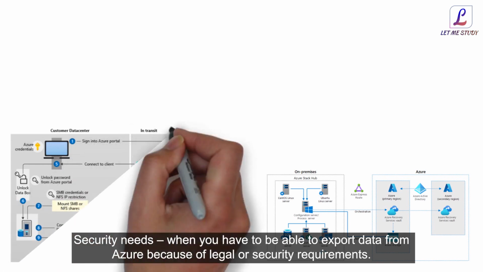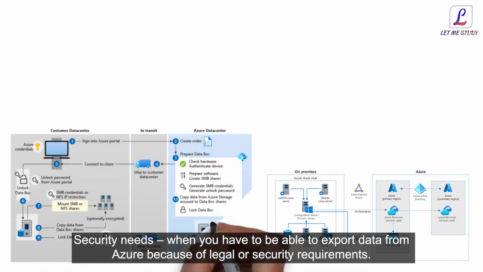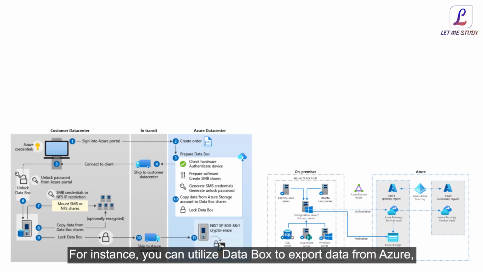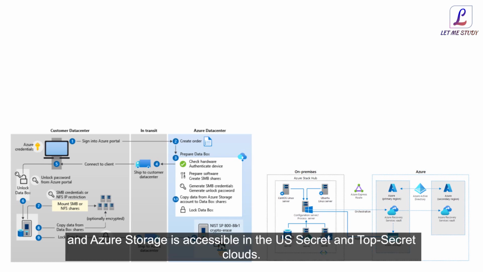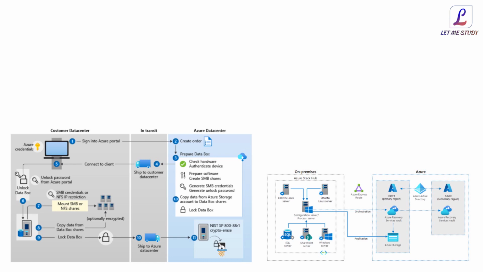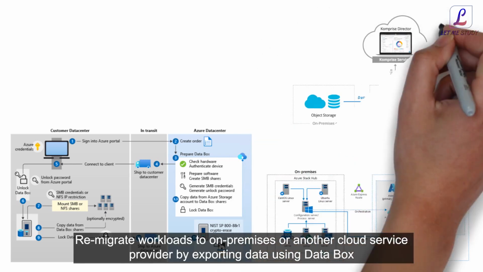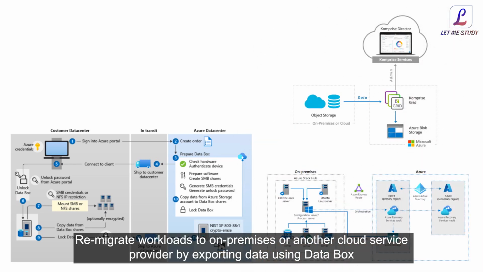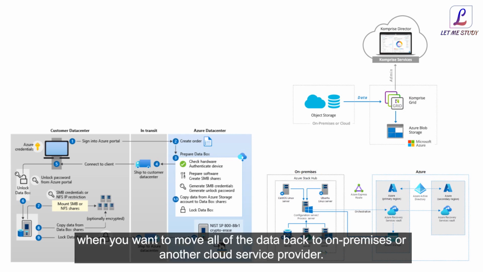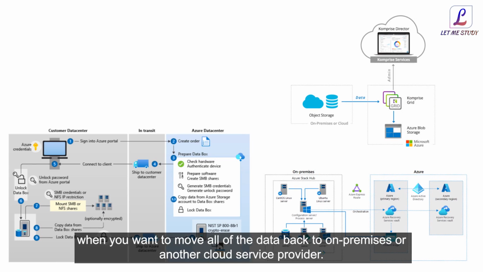Security needs: when you have to be able to export data from Azure because of legal or security requirements. For instance, you can utilize Data Box to export data from Azure, and Azure storage is accessible in the US secret and top secret clouds. Remigrate workloads to on-premises or another cloud service provider by exporting data using Data Box when you want to move all of the data back to on-premises or another cloud service provider.